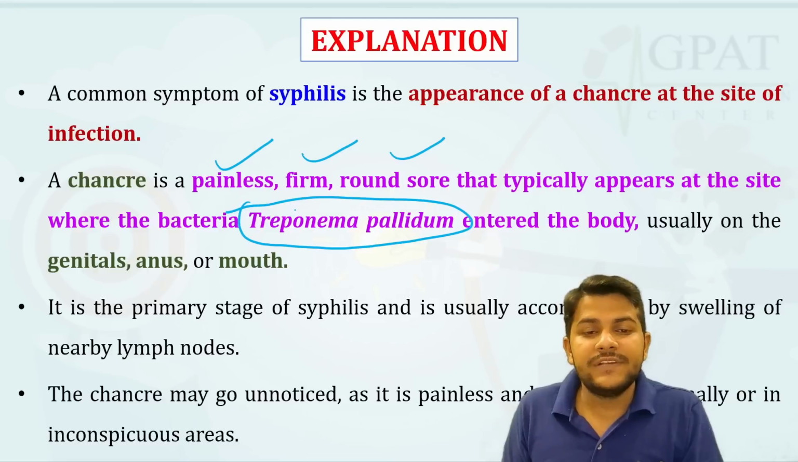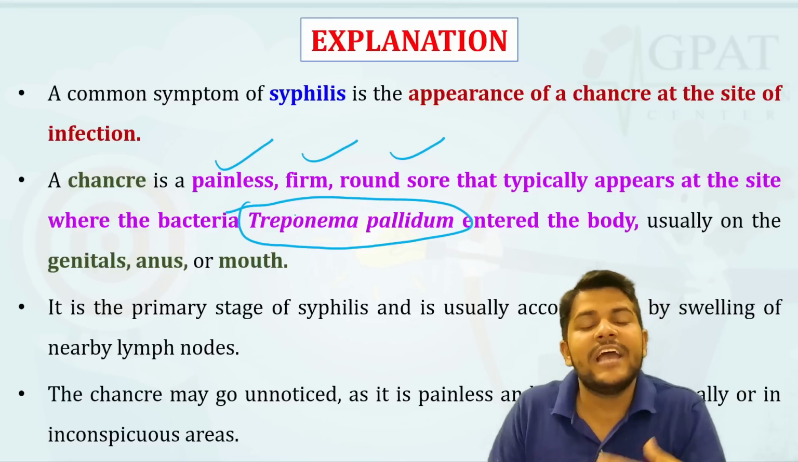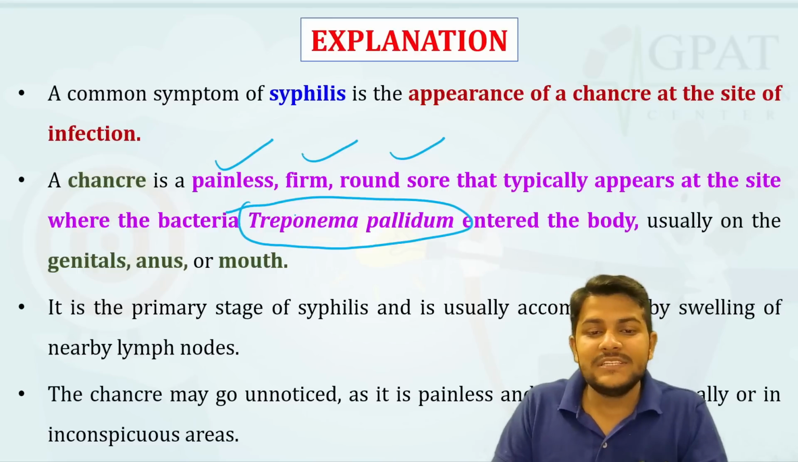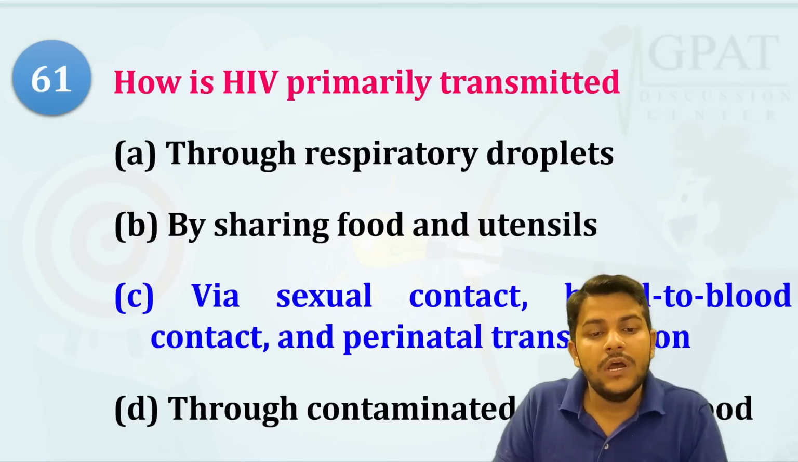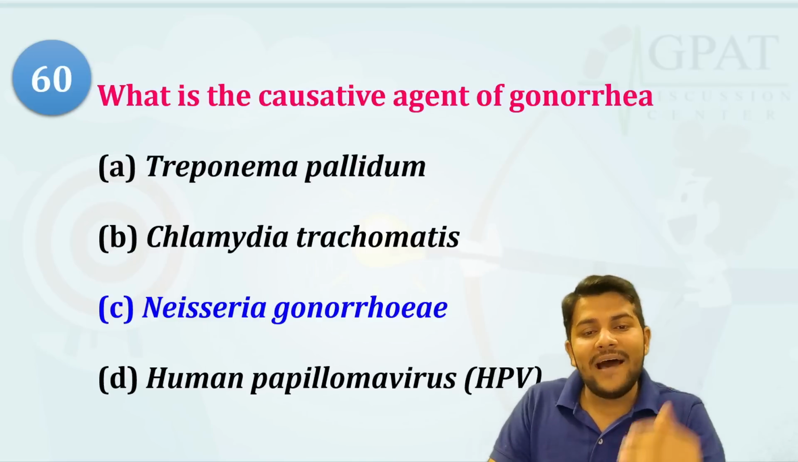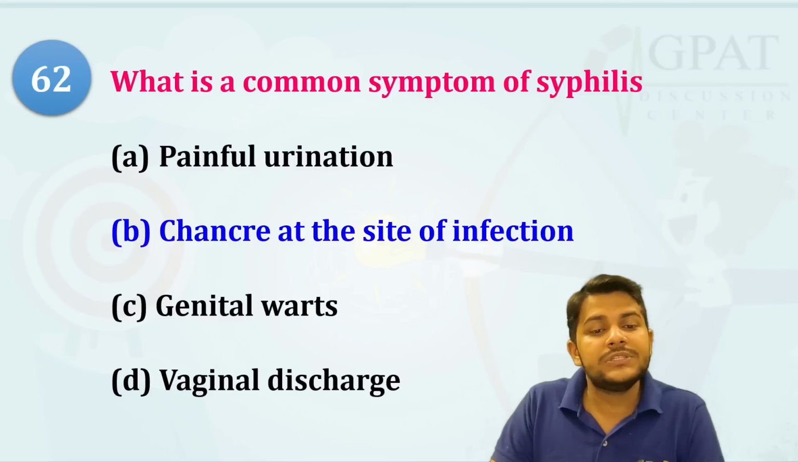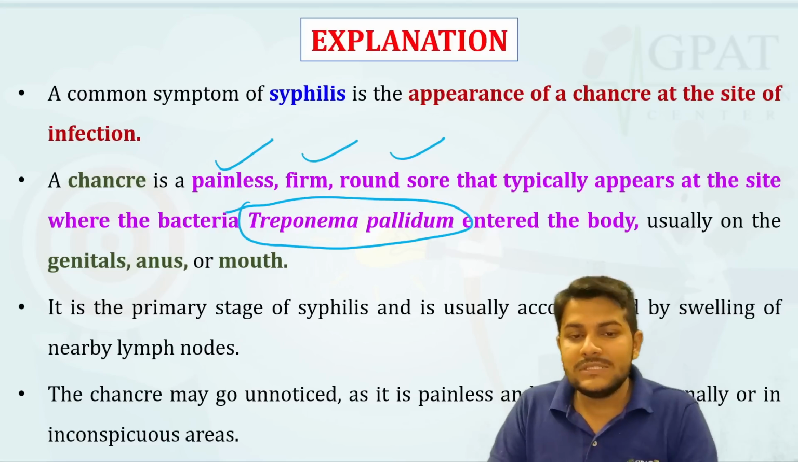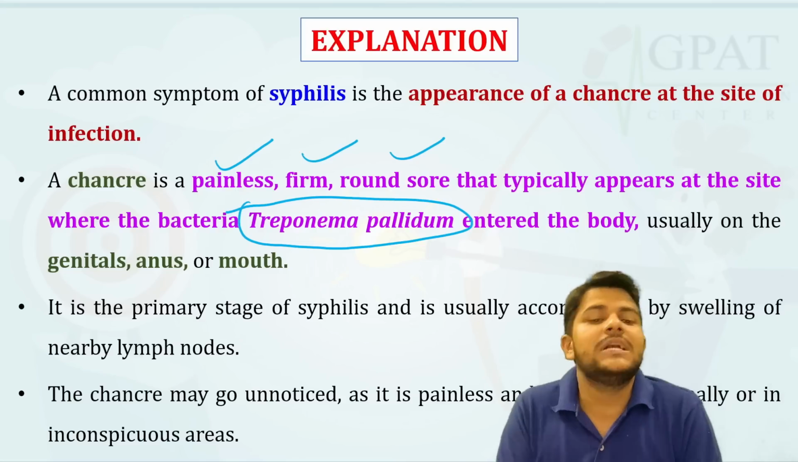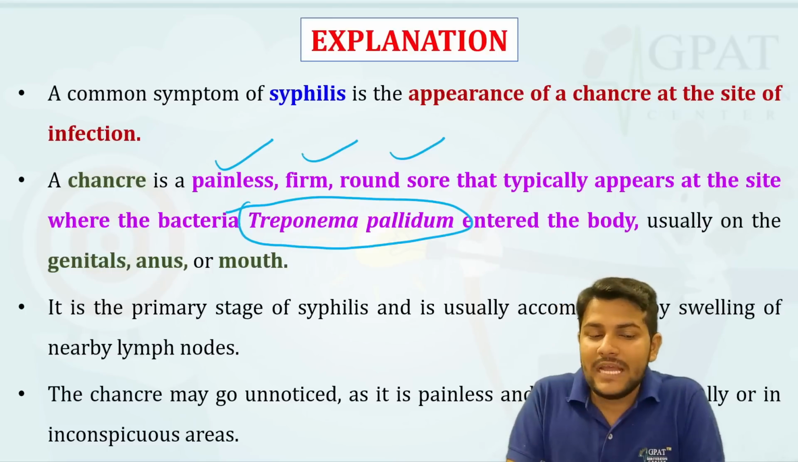So this question is very important, as with the questions on the causative agent of HIV, and the causative agent of gonorrhea we just discussed. In the same way, they can ask what is the causative agent of syphilis. So you have to remember, or just clear all the concepts, because from this slide they can ask multiple questions. So you just have to clear each and every topic that I am going to discuss now.